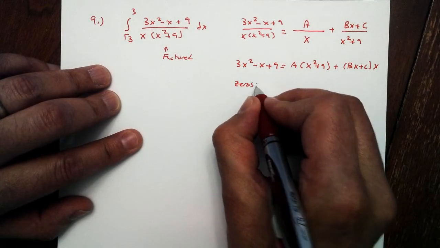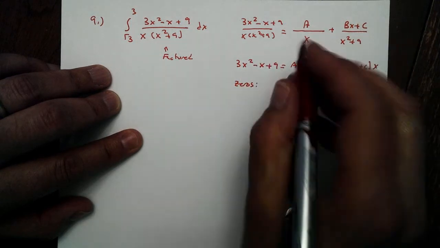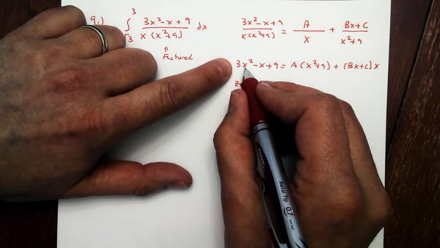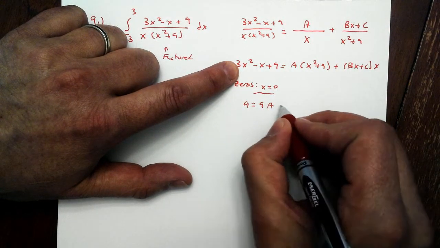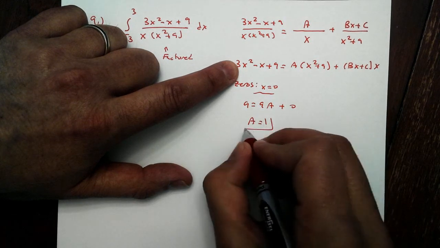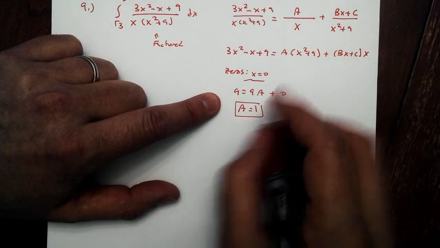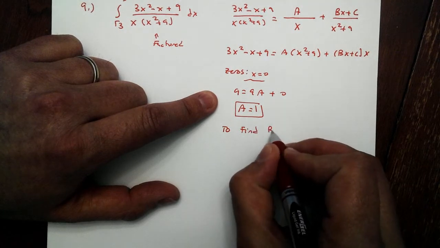Now you're going to find out we only have one zero in this case, and that is literally x is 0. So if I let x be 0, that's going to give me 0 minus 0 plus 9 equals 9a plus 0. So we know that a is just going to be 1. Now, to find b and c, this is our special algebraic trick that we're going to do here.